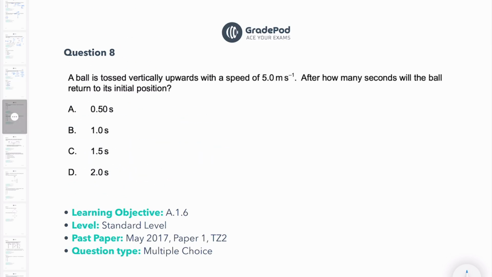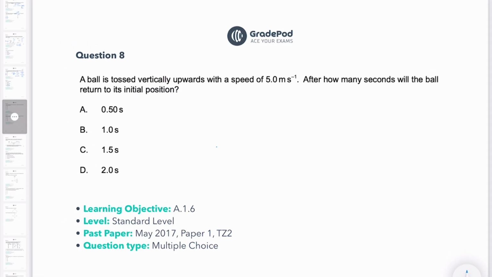Question 8. A ball is tossed vertically upwards with a speed of 5 meters per second. After how many seconds will the ball return to its initial position? So what it does is this, and there. It starts, and it's a SUVAT equation because it's an object in the Earth's gravitational field. Let's choose downwards as positive. Okay, so that means we can use 10 as downwards. We know that the initial speed is minus 5 because this is going up the way.